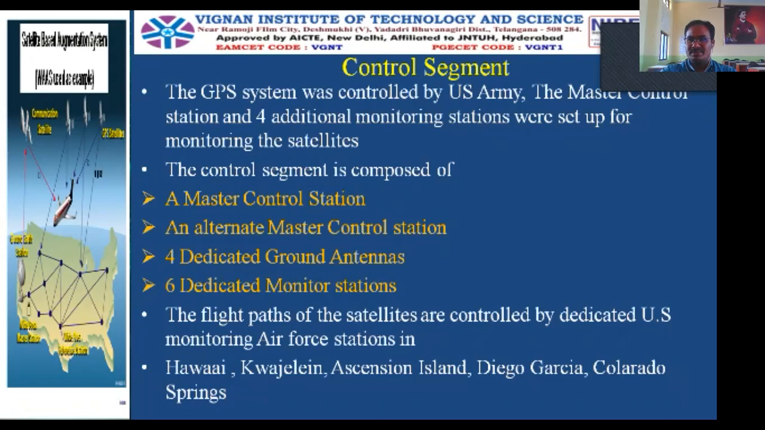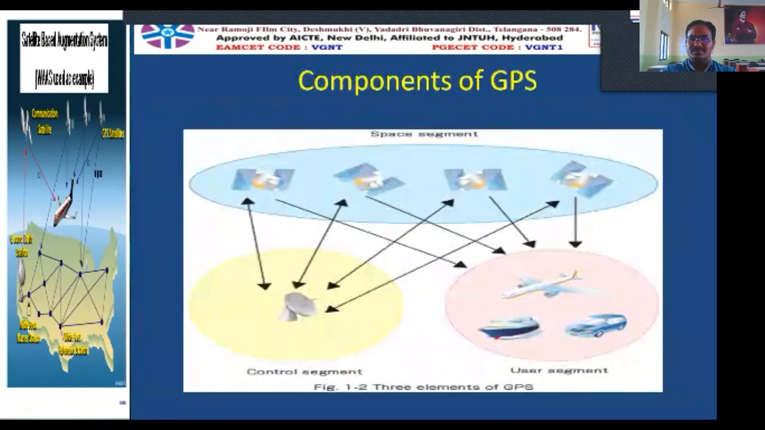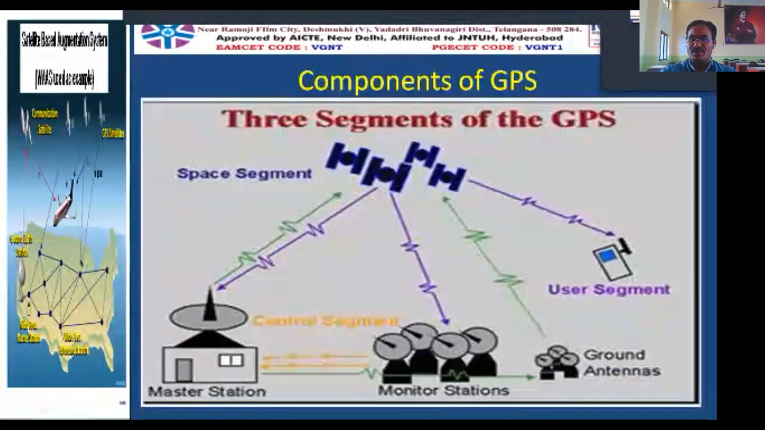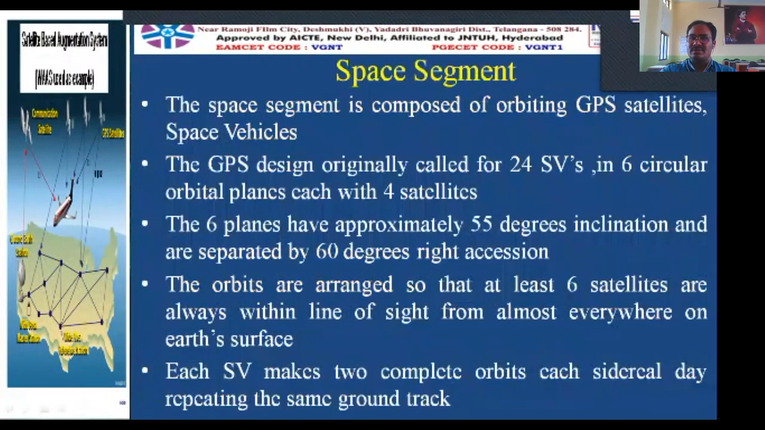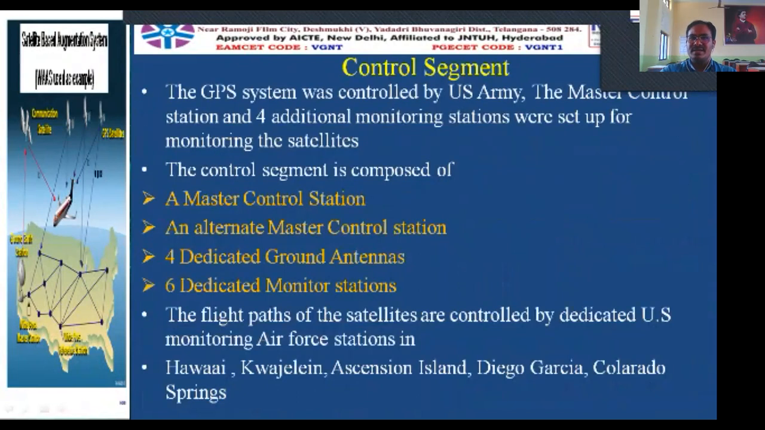So in the first image, you might be watching this. Monitor stations: how many are present? 1, 2, 3, 4. These are placed in different cities of the USA. So the control segment is subdivided into a master control station, an alternate master control station, 4 dedicated ground antennas and 6 dedicated monitor stations.